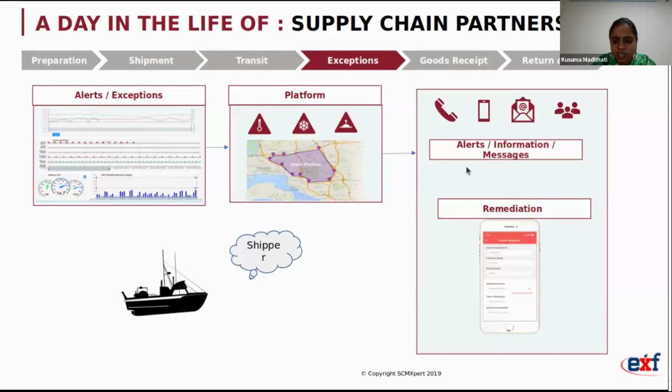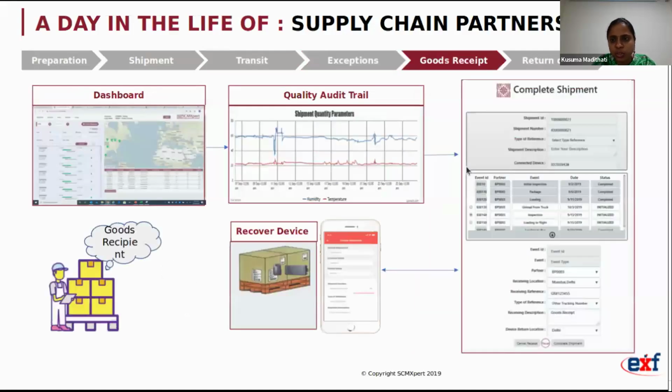If there are no exceptions at all, then we go to the final phase, goods receipt. Here we raise the goods receipt with the help of the complete shipment option. If we hit complete shipment, it will generate all the reports based on the shipment parameters collected throughout the shipment journey. With that, there will be a quality audit trail. It will generate a graph showing whether the shipment is ready to be received at the destination or not.